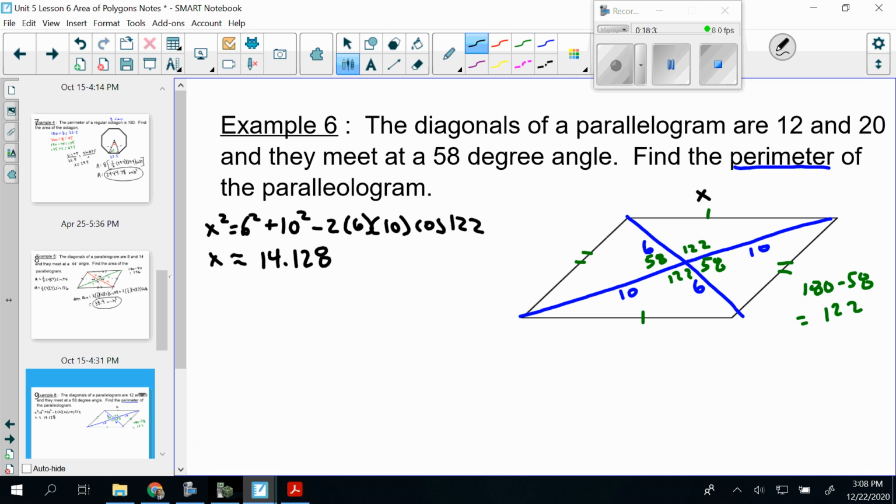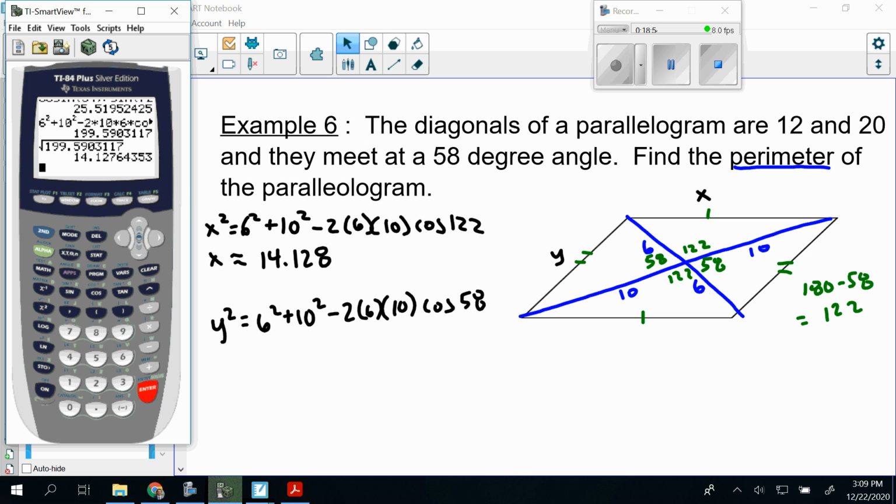Okay, now we've got to find what this side is. So I'm going to call that one y. Let's do the same thing with law of cosines. Same two other sides, 6 squared and 10 squared. The only difference with this one is that now we're doing cosine of a different angle. It'd be 58.